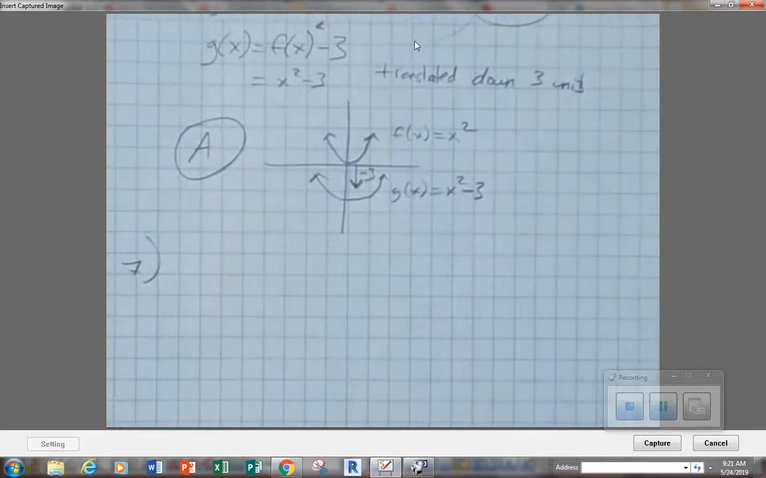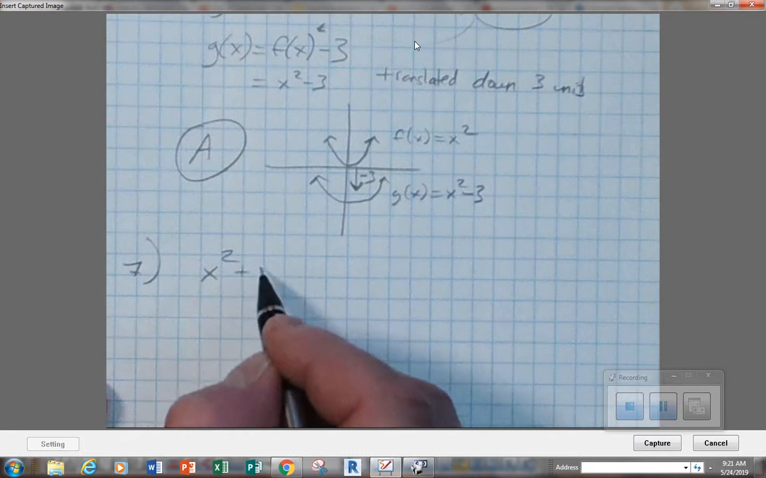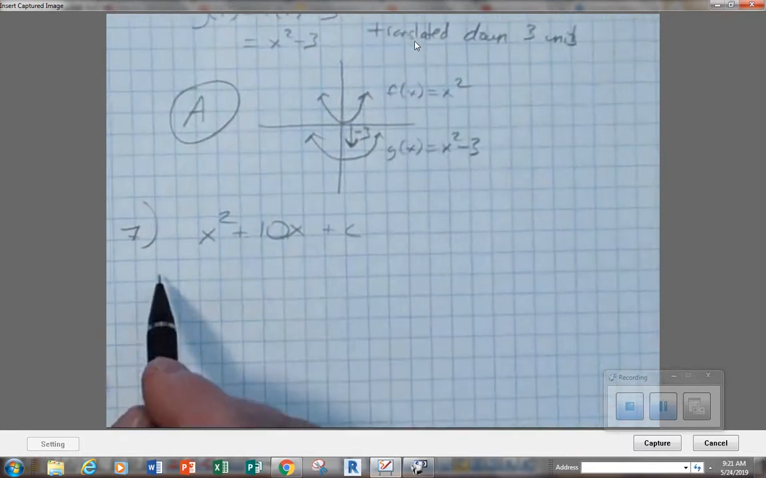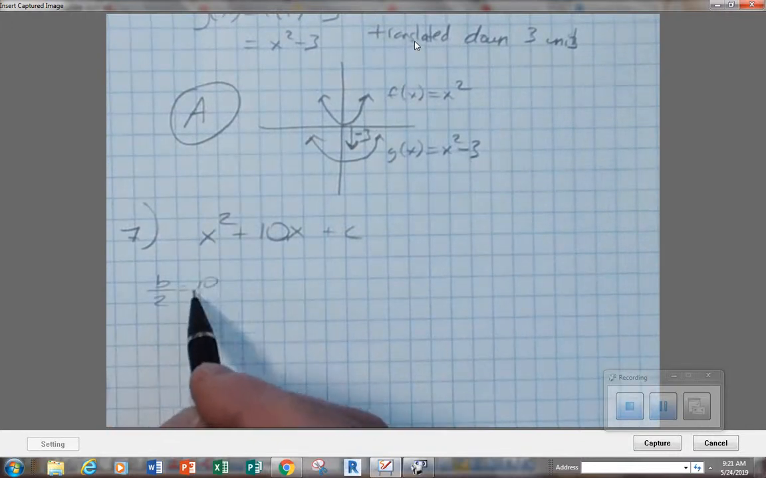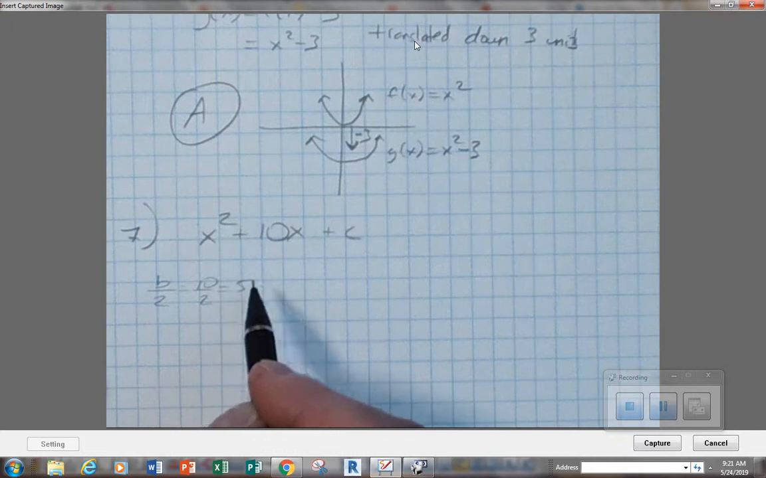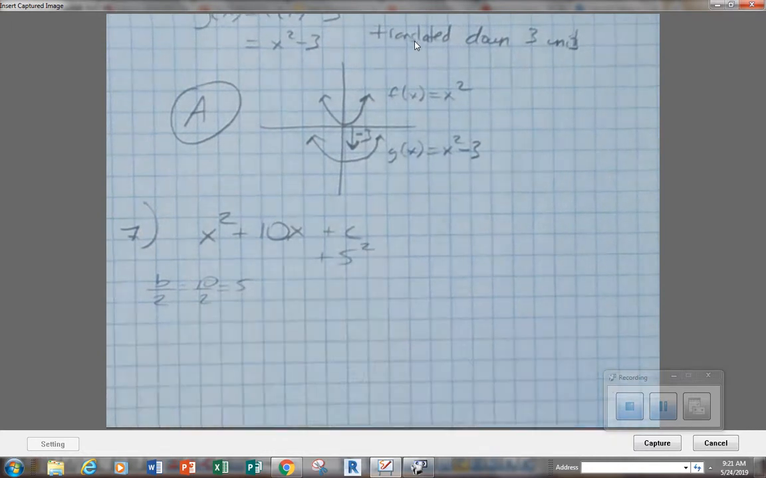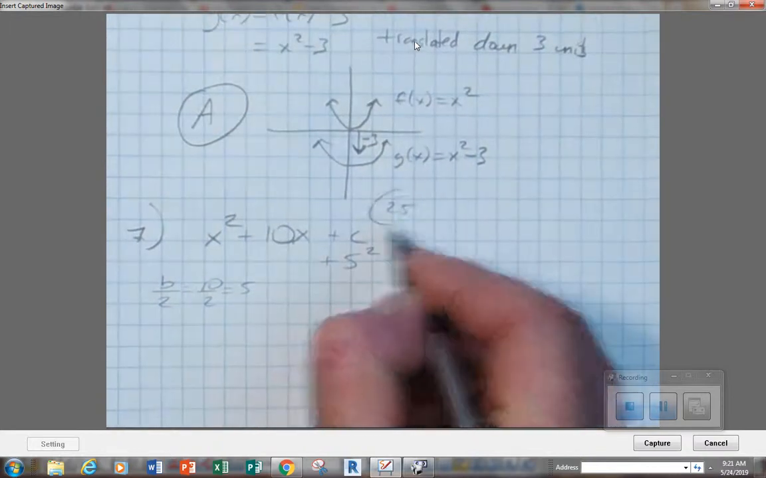Alright, number 7. 7 says find the value of c that makes it a perfect trinomial. So you're completing the square here. Which means, remember, you take half of b squared. So you take half of 10, which is 5. That's what you're adding squared to both sides. That value is 25. That's the actual value.